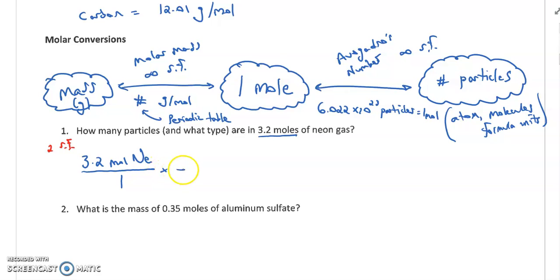What I want to do is multiply this number by a conversion factor to cancel moles of neon. And what I'm trying to get this into is particles of neon. So my conversion factor is going to allow me to go between moles and particles. And if I look up at the top, the conversion factor between moles and particles is Avogadro's number. Avogadro's number tells me that for every 6.022 times 10 to the 23rd particles, that's always equal to 1 mole. Mole would cancel out, and I could plug this into my calculator and solve for the number of particles.